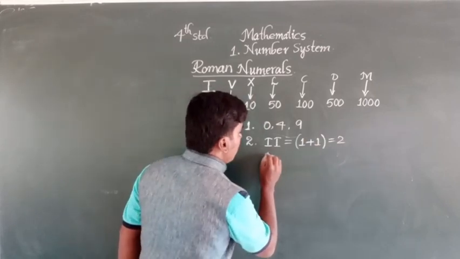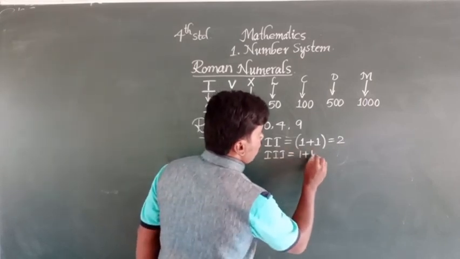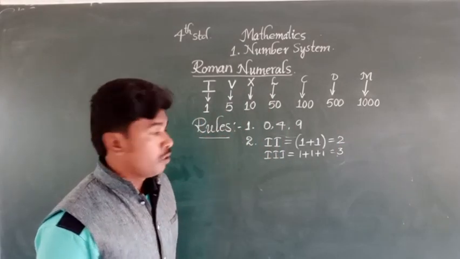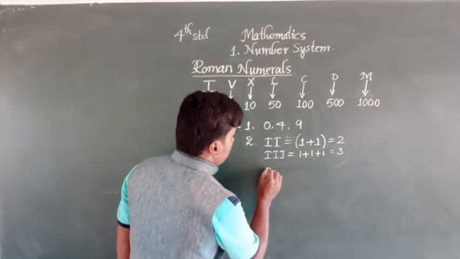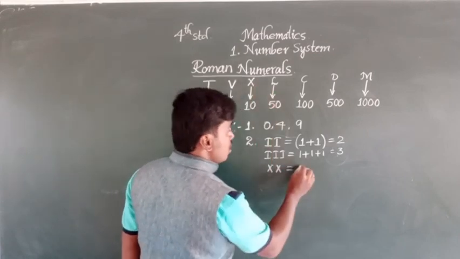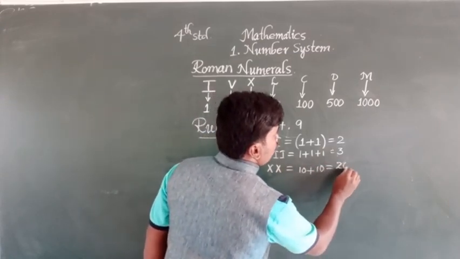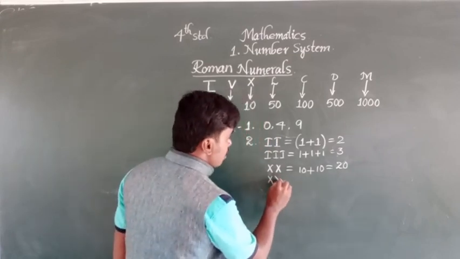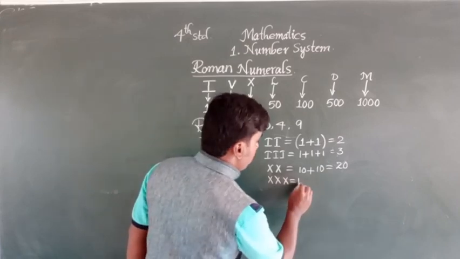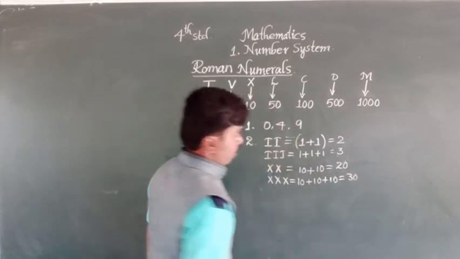If you use I three times, what does it indicate? 1 plus 1 plus 1 is equal to 3. Now, suppose you write XX. What is the value of X? X means 10. It is repeated 2 times, so 10 plus 10 is equal to 20. Similarly, XXX: 10 is repeated 3 times, so 10 plus 10 plus 10 becomes 30.